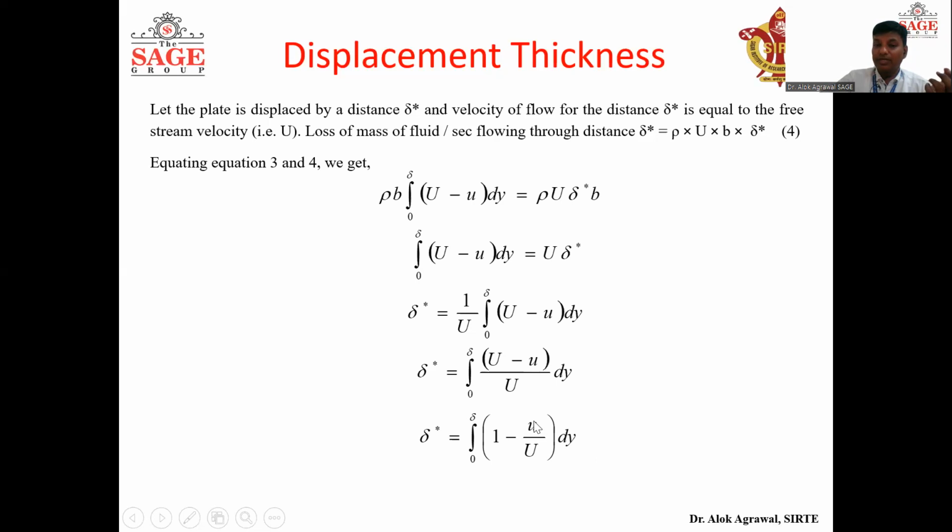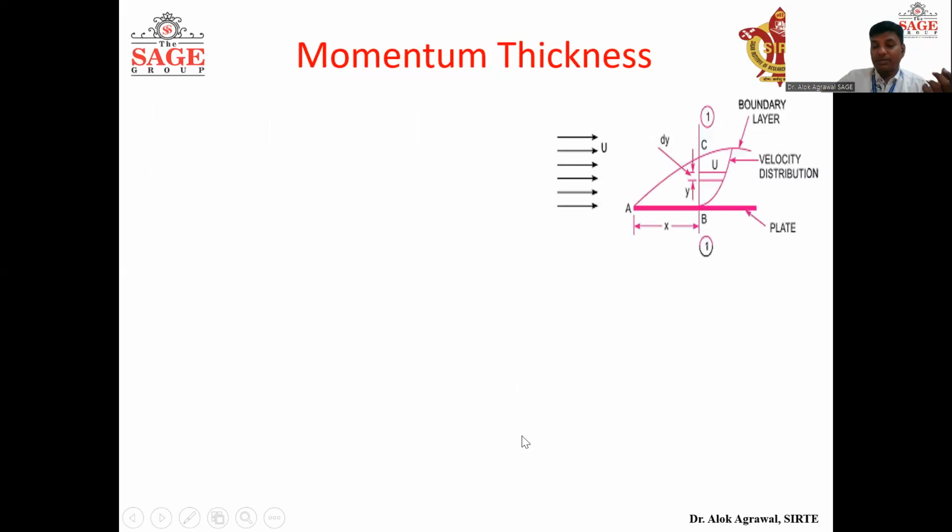In numericals, what will be given? The velocity profile u by U will be given, and we have to calculate this delta star from that velocity distribution curve. Now let us move to the momentum thickness.